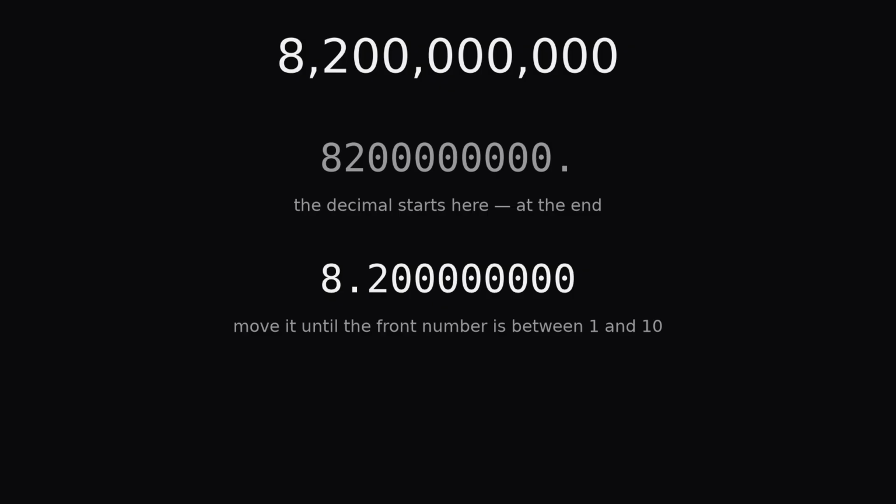Now go back to the number we started with. The front number has to be between 1 and 10. So we put the decimal right after the 8. That gives us 8.2. Then count how many places the decimal moved. 9 places. And the number is large, so k is positive. 8.2 times 10 to the 9th.